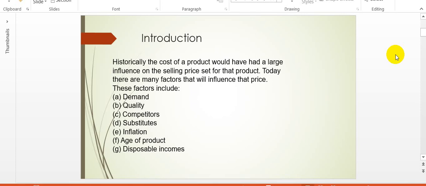Another factor which has come into play to influence the selling price is substitutes. If a product has a substitute, then the sellers of the product will have to take into account how the substitute product will affect the increase in the price, because you may just increase the price of the product and customers may not be happy with that increase, so they'll switch to the other substitute.